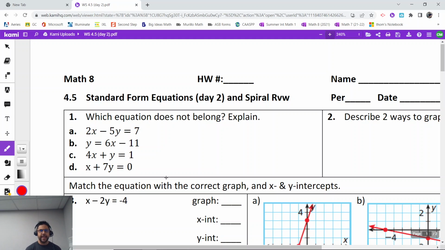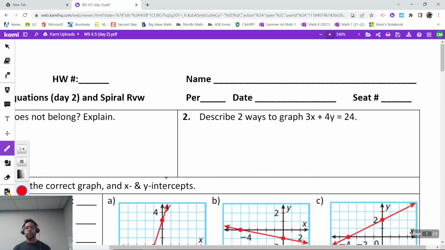Now, if you notice, A, C, and D are called standard form equations. The x and the y are on the same side. There's no fractions. The x value is nice and positive. That is a standard form equation. Letter B is different. It does not belong. That's actually called slope-intercept form, and we're going to be spending time on that soon. You did practice a little bit of solving for y. We're going to continue that.